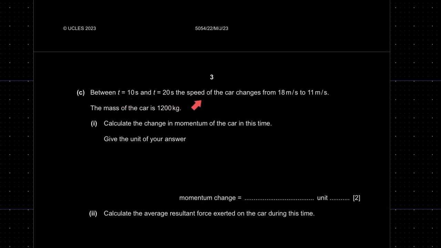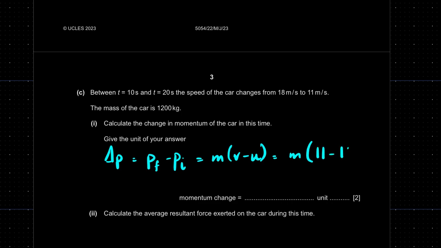Between 10 and 20 seconds, the speed of the car changes from 18 meters per second to 11 meters per second. Mass of the car is this much. Calculate the change in momentum of the car in this time. So change in momentum, delta P, would be final minus initial. Also I know that final momentum is mv, initial momentum is mu. Factoring out the m as common, I can also write it as m times (v minus u). Final speed is 11, initial speed is 18, and also m is 1200 kg.